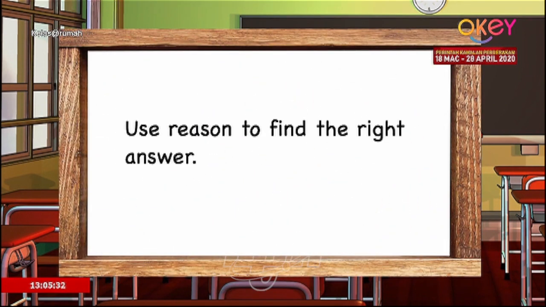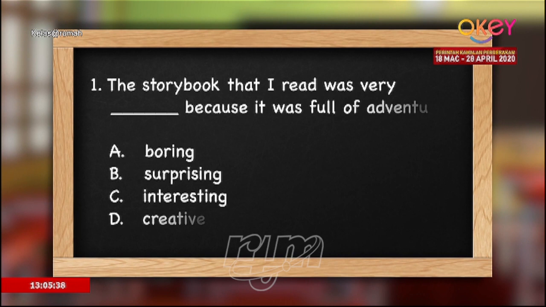Use reason to find the right answer. So what does the sentence tell you if a storybook is about exciting experiences? Would you read it? I would. So if it's a book you would read, what kind of word would you use to describe it? I wouldn't want to read a boring book. So option A, boring is definitely not the answer.